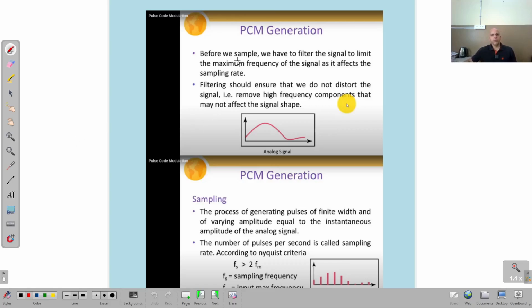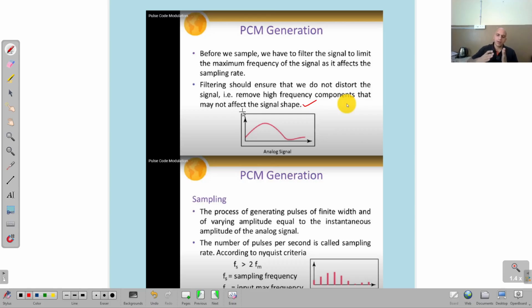Before we sample, we have to filter the signal to limit the maximum frequency of the signal, as it affects the sampling rate. This is the first process. First of all, the information signal will be passed through a low pass filter, right? We know the role of a low pass filter. It will allow the passage of a particular range of frequencies, and all the frequencies above that range will be eliminated. Then after filtering, the signal will be sampled. Filtering should ensure that we do not distort the signal. We only remove the high frequency components that may not affect the signal shape, right?